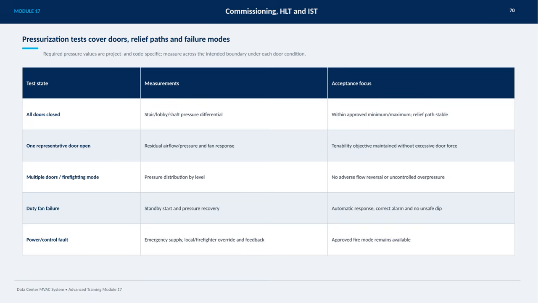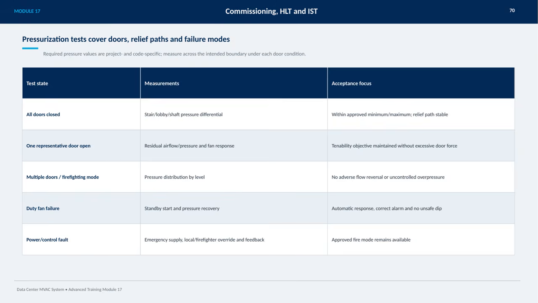When one representative door is open, we observe residual airflow and fan response, ensuring that tenability is maintained without creating excessive door force. In scenarios where multiple doors are open, like firefighting mode, we verify pressure distribution by level to prevent any adverse flow reversal or uncontrolled overpressure. We also test for duty fan failure, confirming that the standby fan starts automatically, pressure recovers correctly, alarms trigger as expected, and there's no unsafe pressure dip.